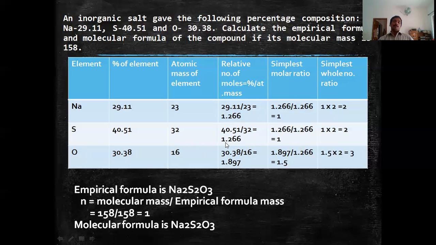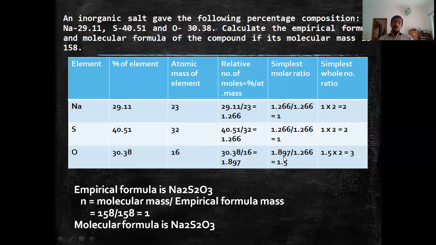Here 1.266, 1.266, 1.897. Which is the smallest? 1.266. So divide all relative number of moles with the 1.266. 1.266 divided by 1.266 equal to 1. 1.266 divided by 1.266 equal to 1. 1.897 divided by 1.266 equal to 1.5.